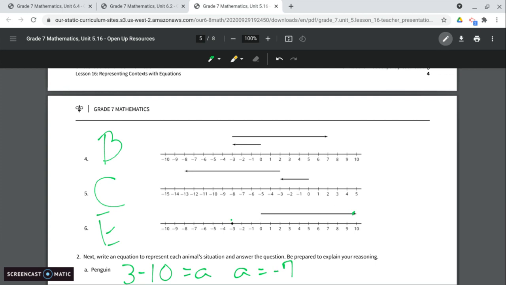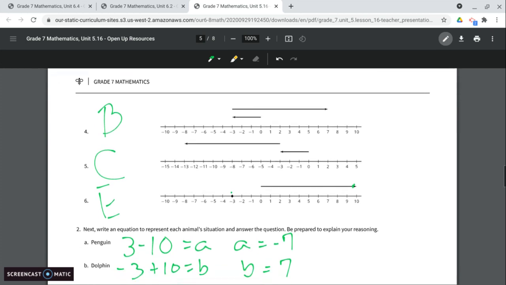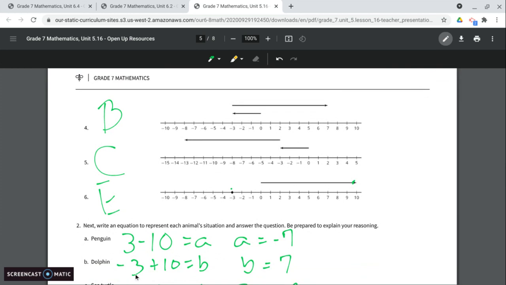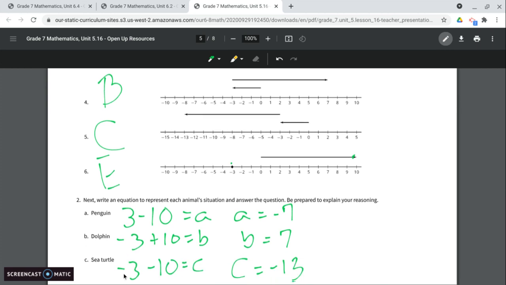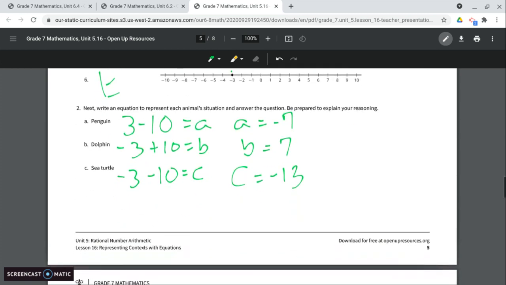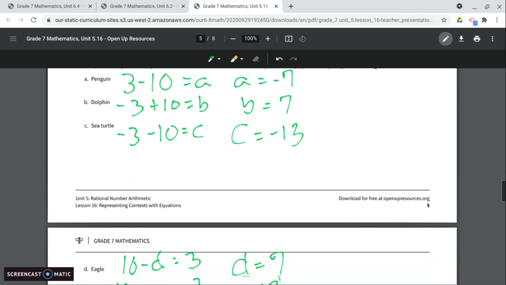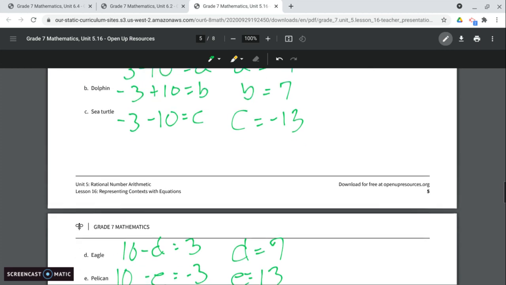Now our next part is writing the equation. So like we said, the penguin was 3 feet above. It dove down 10. So negative 7 was its ending point. For the dolphin, it was negative 3 feet below. It jumped 10 feet. So it's at 7 feet above now. The sea turtle was at negative 3. It dove down 10. So now it's at negative 13 feet below. For the eagle, it was at 10 above. It dove down some amount to get to 3. The amount it dove down was 7. It had a change of 7.